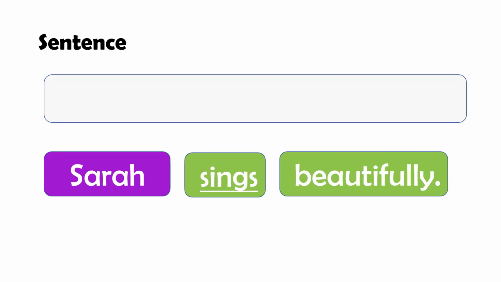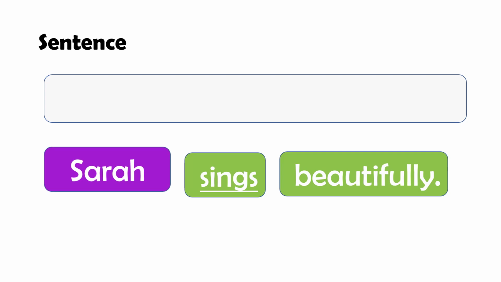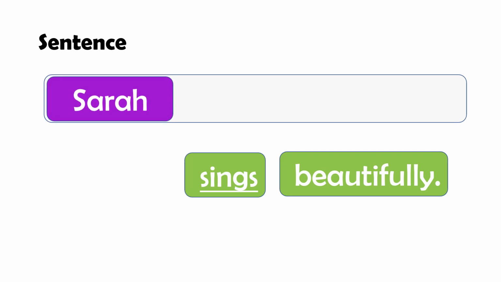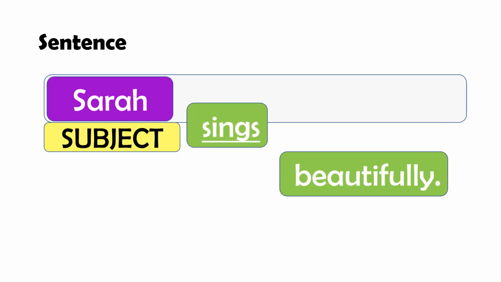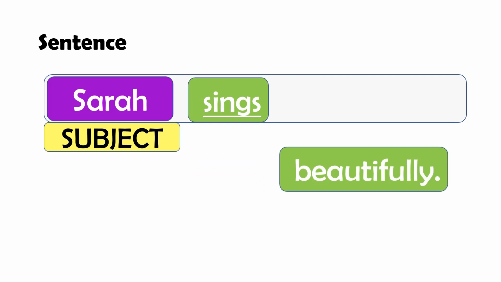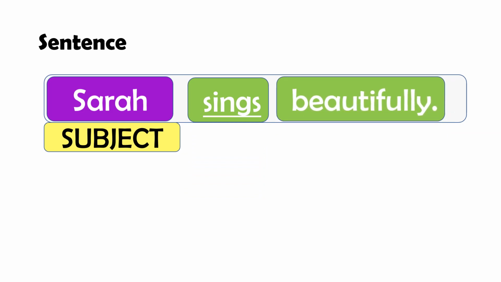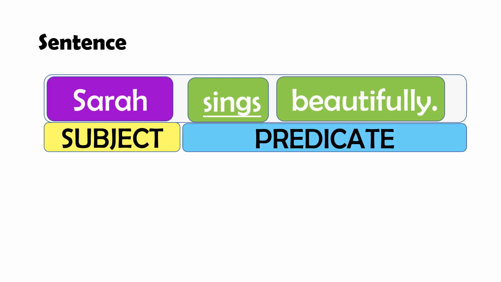Here are the different parts of the sentence. Let's make the sentence. Sarah sings beautifully. Sarah is the person we are talking about. So this is the subject. Sings is the verb. And beautifully describes how Sarah sings. So Sarah is the subject and sings beautifully is the predicate.